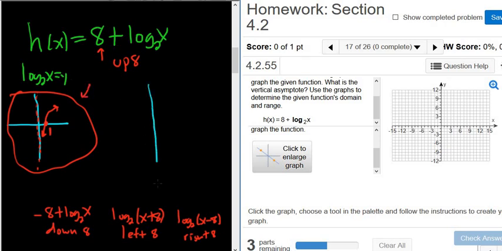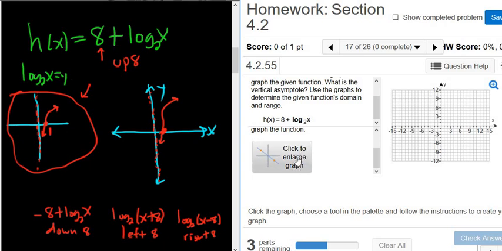So we're going to take this picture and go up by 8. I'm going to redraw the y-axis and the x-axis. When you go up by 8, it's not going to affect the vertical asymptote. It's going to stay in the same place, and it's just going to move the graph up by 8. That's all it's going to do. Now we just have to enter that into the homework.